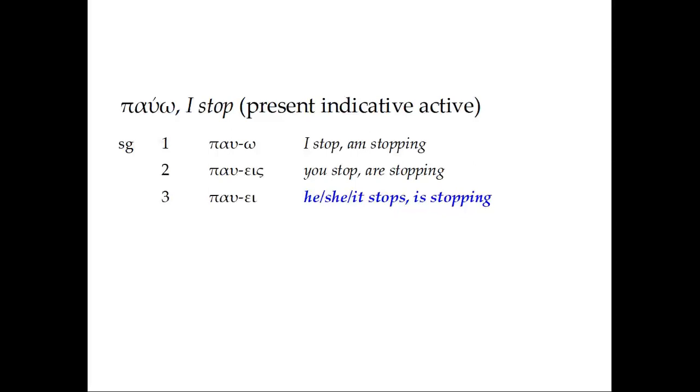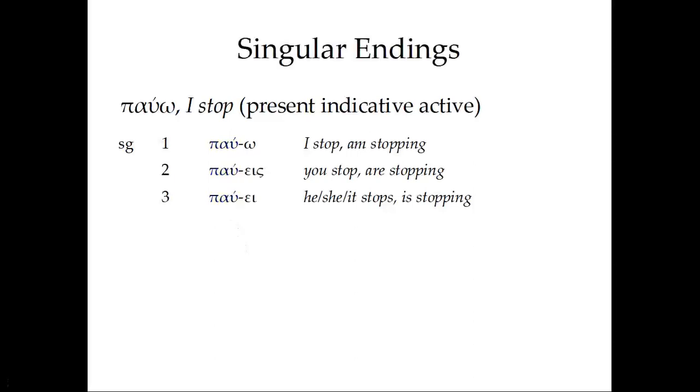The last thing we need to do to conjugate this verb is to accentuate it properly, in this case by the rules of recessive accentuation. We get an acute on the penult. If you have any questions about how accentuation works in Greek, you can look at some of the handouts. And these are the singular endings, as well as the stem, the forms of pauō, I stop, in the present indicative active. We'll look at plural forms in the next lesson.